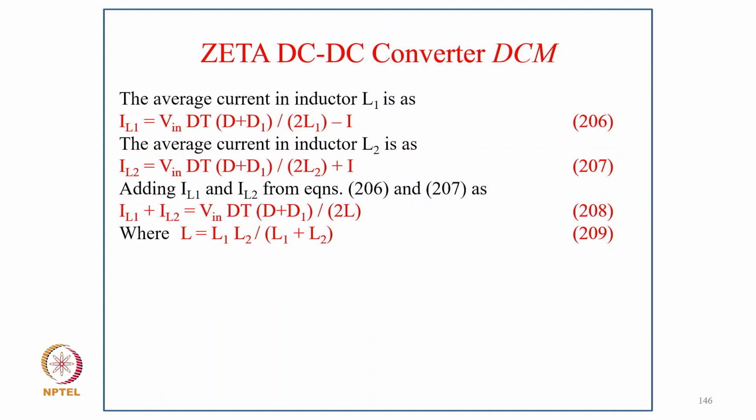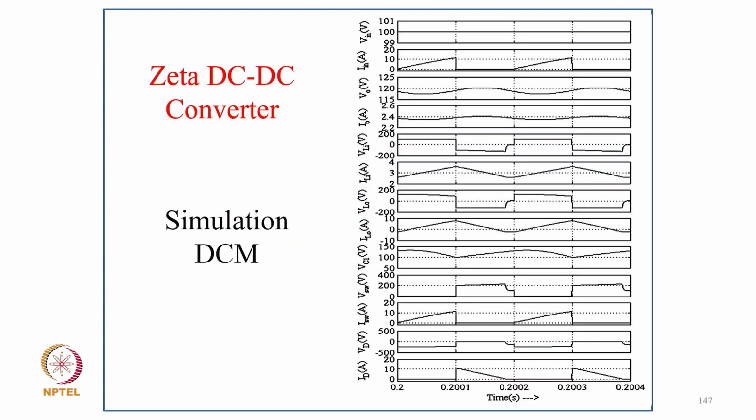So the average inductor current in L1 is IL1 equal to V in dT in bracket d plus d1 by 2 L1 minus I, and the average current in inductor 2 is IL2 equal to V in dT in bracket d plus d1 divided by 2 L2 plus I. So adding IL1 plus IL2 is equal to V in dT in bracket d plus d1 divided by 2L, where L equal to L1 L2 divided by L1 plus L2.